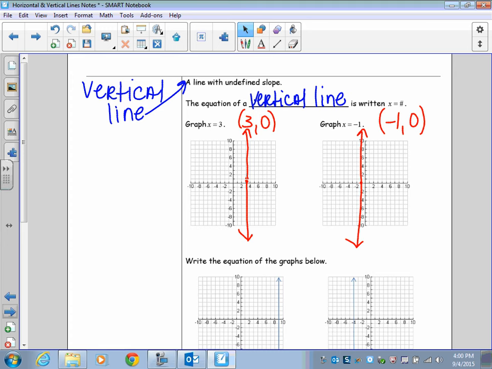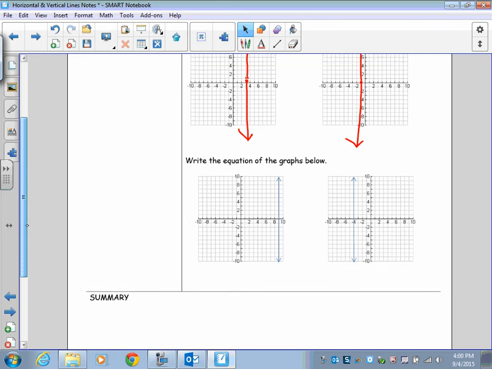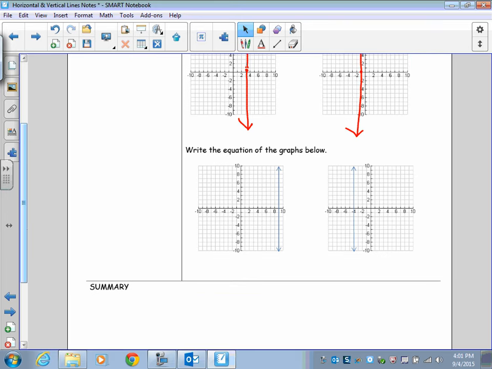You have just graphed your vertical line. Now we're going down to the equation. It says write the equation of the graphs below. Remember, when you are writing the equation for a vertical line, you need to write the letter x, equal sign, and the number. You're going to find your number because you're going to use your x-intercept.